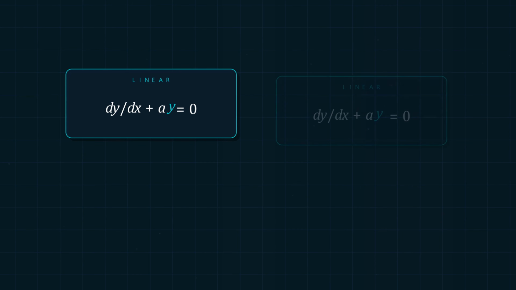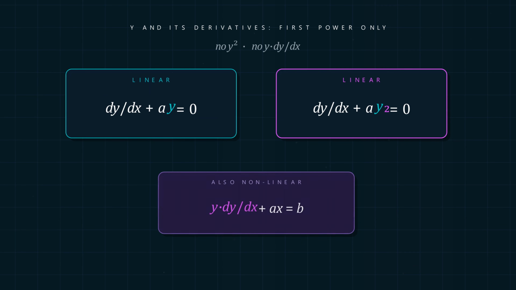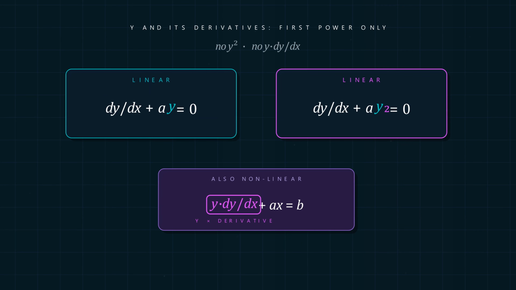Differential equations come in two major categories: linear and nonlinear. A linear differential equation is one where y and all its derivatives appear only to the first power, no y squared, no y times dy over dx. The equation dy over dx plus a y equals 0 is linear. Change y to y squared and it becomes nonlinear. The equation y times dy over dx plus a x equals b is also nonlinear because of the y multiplied by the derivative. Why does this matter?